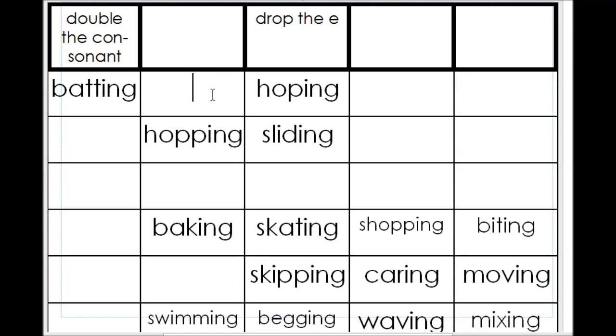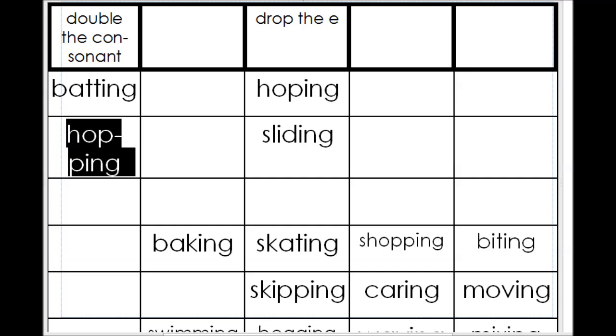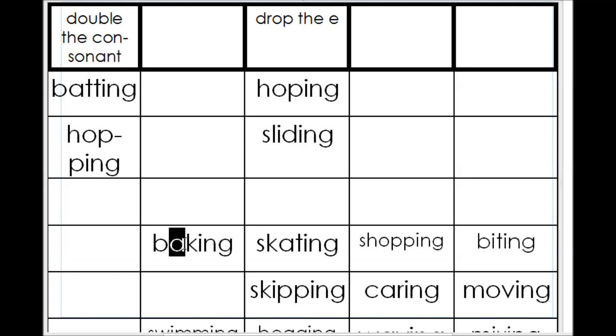All right, so we're going to slide into doubling the consonant. Now that you see what you need to do, go ahead and pause here. Figure out the base word. If the base word has a long vowel and the magic E at the end, then you have to drop the E and add ing. If it's a short vowel, in order to keep the short vowel, you have to double the consonant and then add ing. Go ahead, pause the video now and continue sorting your words.